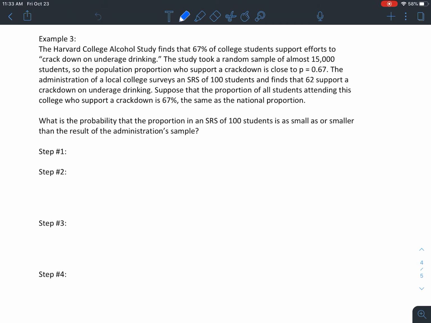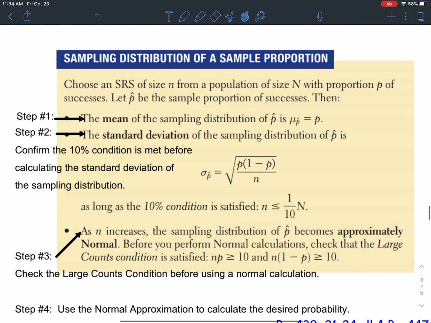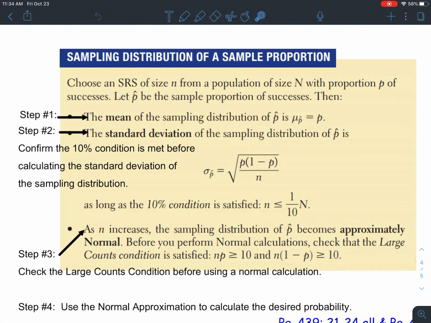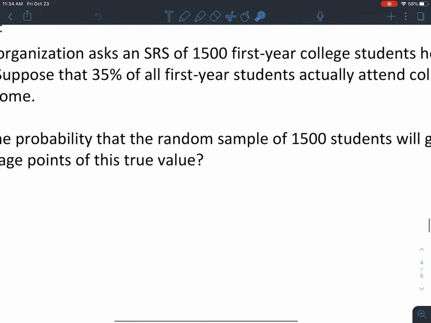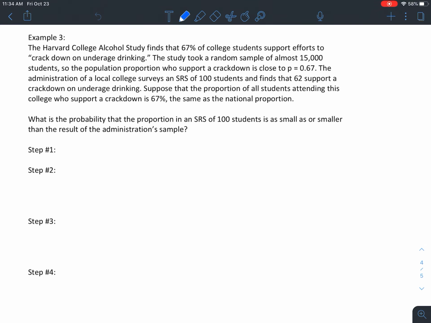All right, we're going to be wrapping up section 7.2 today, which is looking at how to find the center, the spread, and the shape of sampling distributions for p-hat, sample proportions. Just to draw your attention to what is at the top of this notes page: we need to find the center, we need to find the standard deviation by doing the 10% condition first, and then before we say it's approximately normal, we need to do the large counts condition. Then we can finish the problem by calculating the actual probability they're asking for.